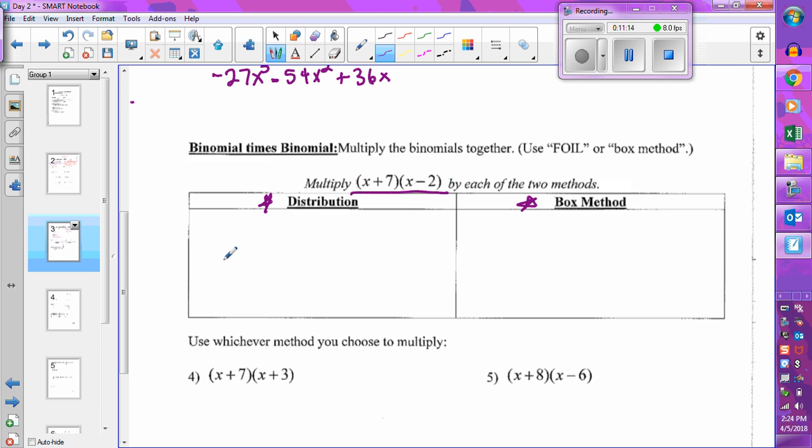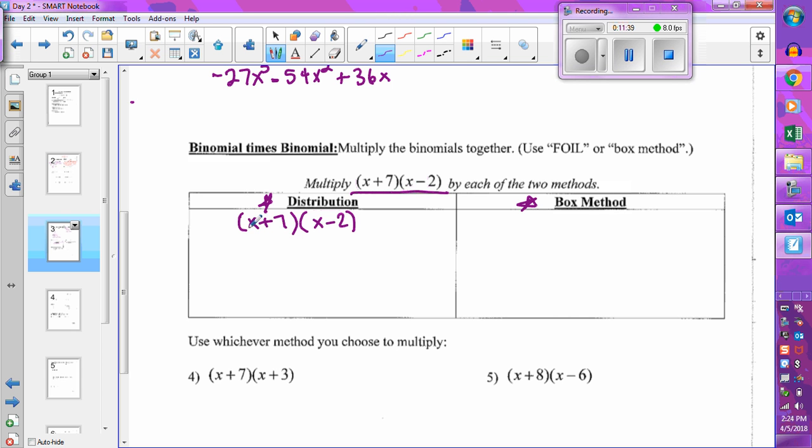So the distribution method means that we're going to take x plus 7, x minus 2, and we're going to distribute. Okay? So we're going to take this right here, and you take the first term right here in parentheses.